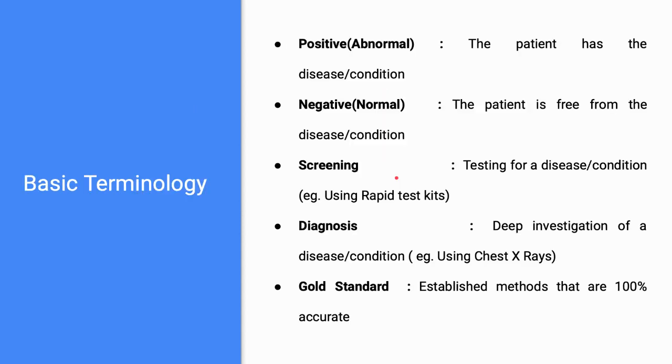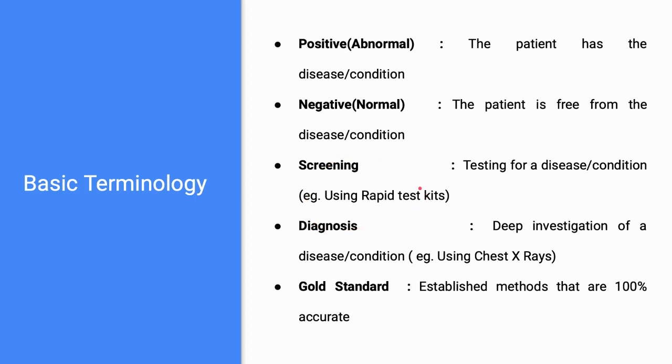Before we move further, I would like to discuss some basic terminology involved. When the test result is positive, that means it's an abnormal case and the patient has contracted the disease or the condition. In our case, it's COVID-19. When the test result is negative, the patient is free from that disease or condition. Now, there are two phases in testing. Usually, the first phase is the screening phase, and the second phase is the diagnosis.